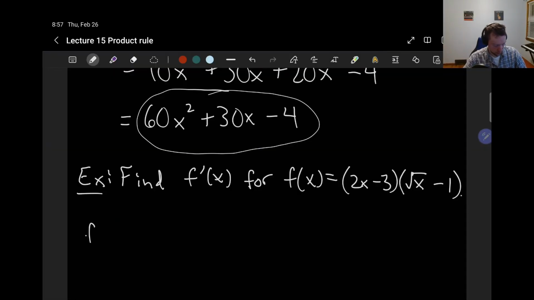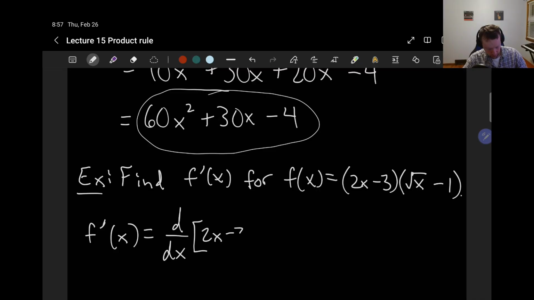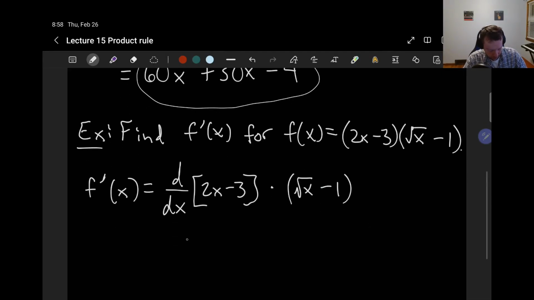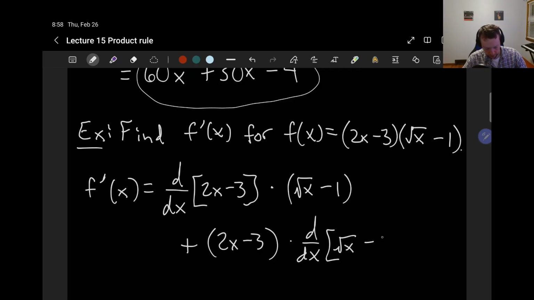So we're going to practice product rule yet again. Maybe I'll show a little more work this time, just to be crystal clear. Take the derivative of the first piece times leave the second alone. And I'm running out of space. Plus, just 2x minus 3 left alone times the derivative of square root of x minus 1.